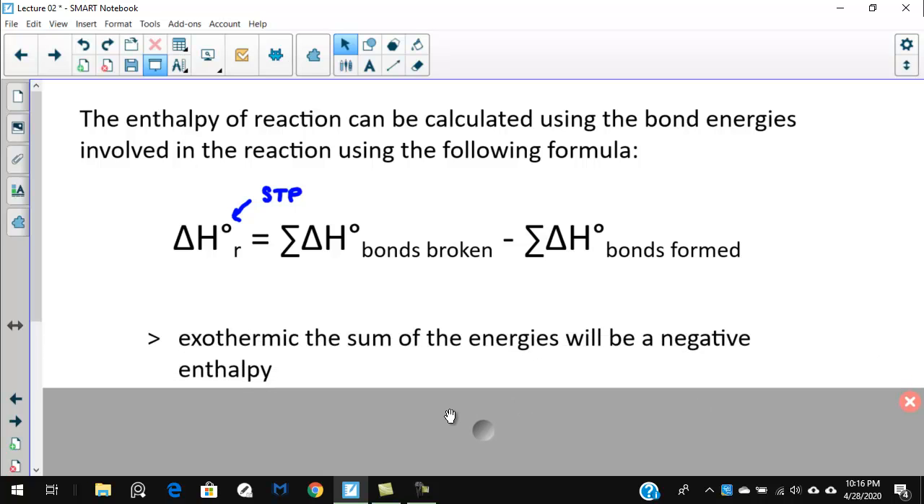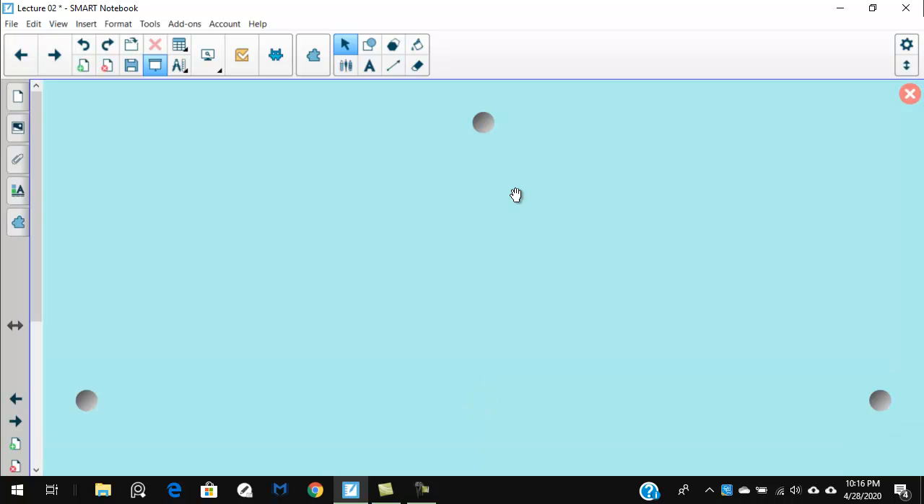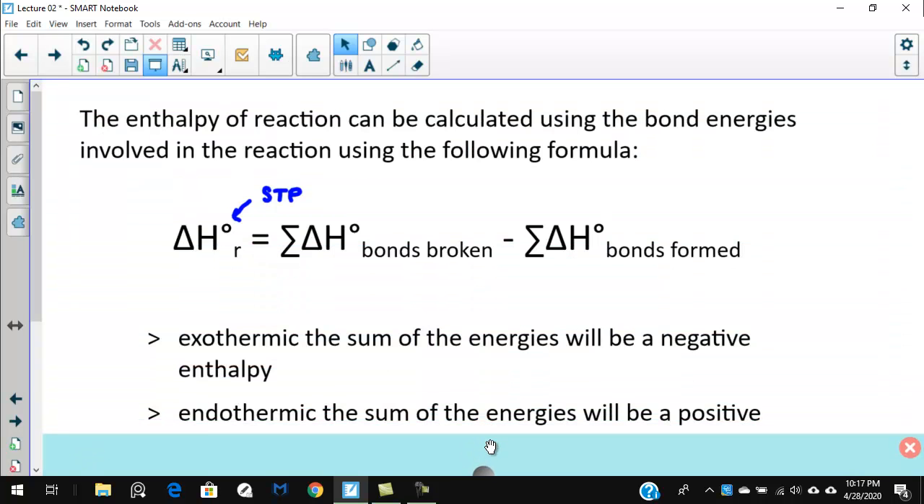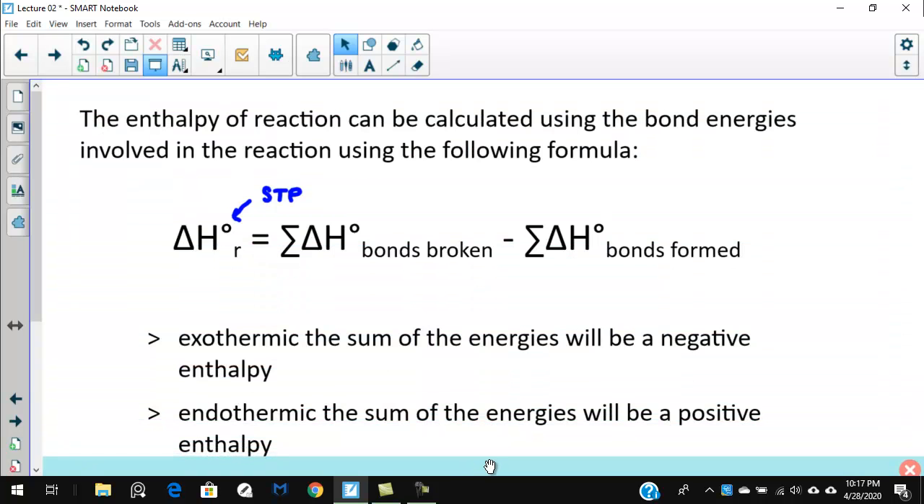When we do this, if we do this correctly, in an exothermic reaction, the sum of the energies will be a negative enthalpy. So in this one we're looking at now, we've already looked at the graph of it. We should be getting a negative answer if we do this question out. And if you do an endothermic, then the sum of the energies will be a positive value. So that's exactly what we've been talking about already. The sign will tell you in the end whether it's an exothermic or endothermic reaction.